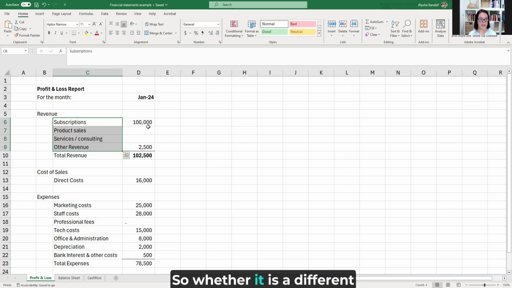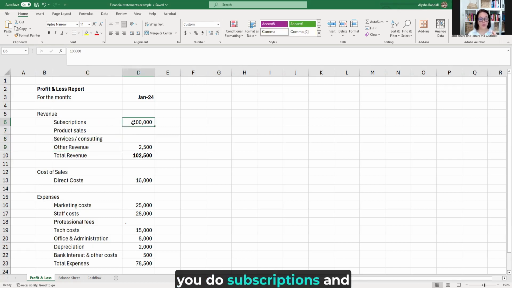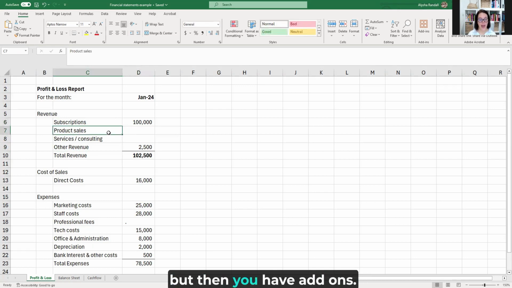So whether it is a different product, whether it is a different customer type, whether you have, say, your core product. So say, for example, you do subscriptions and everyone pays a monthly fee, but then you have add-ons. So they could upgrade here or they could upgrade there, or you have different types of subscriptions.